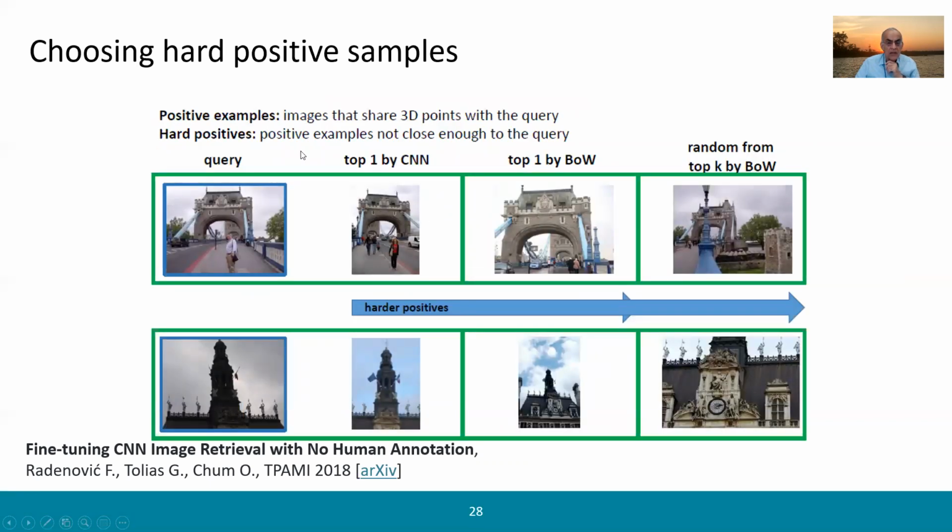Similarly, for positive ones, you try and choose positive examples that share 3D points with the query, but you want to choose positive examples not close to the query. So you want to choose positive examples whose feature vector is much further away from the query one, because again, training with them is going to give you much bigger bang for the buck.